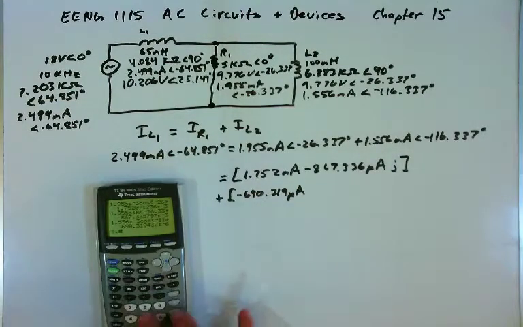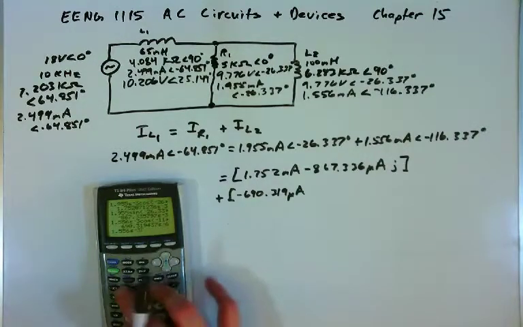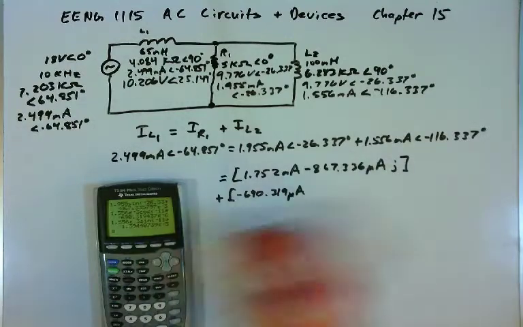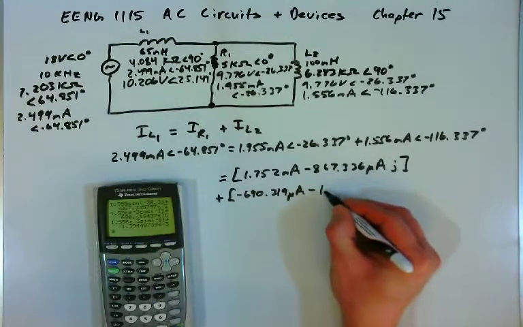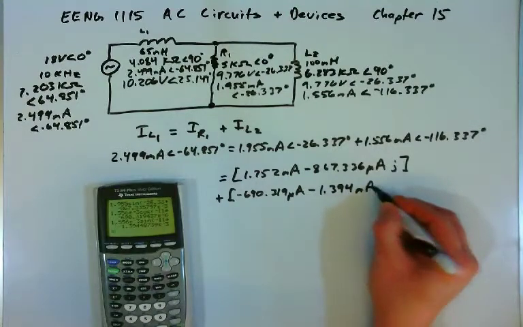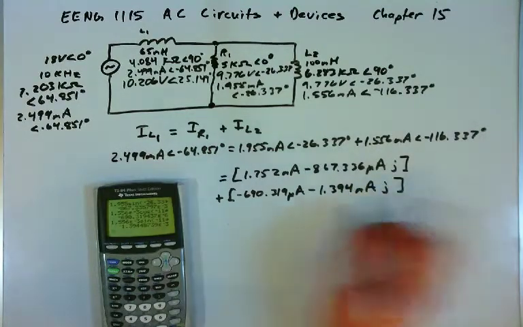Now we'll find the y coordinate, 1.556 milliamps times the sine of negative 116.337 degrees, and we get negative 1.394 milliamps, and that's a J component.